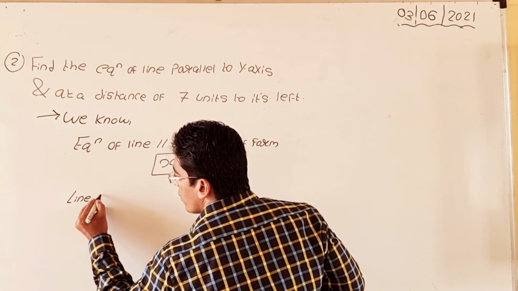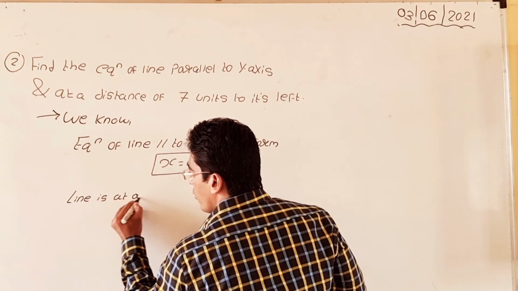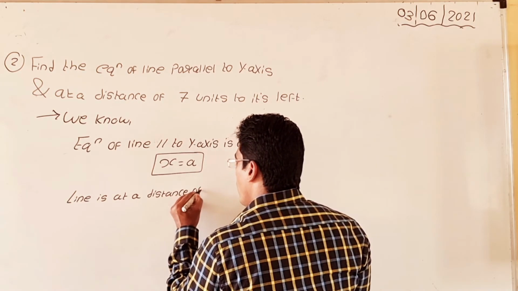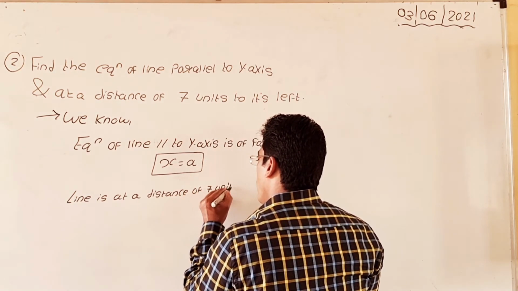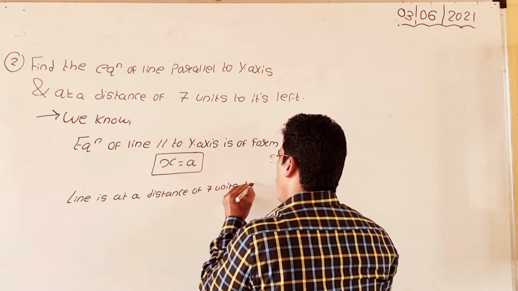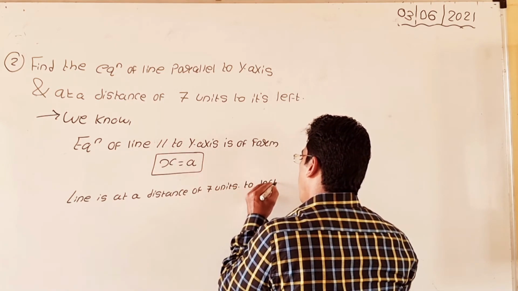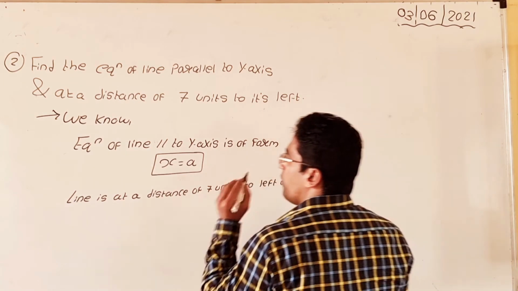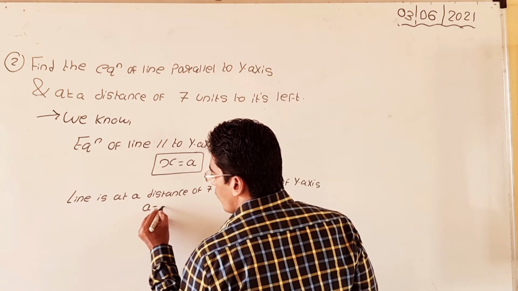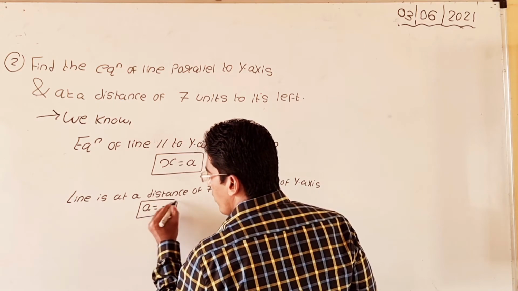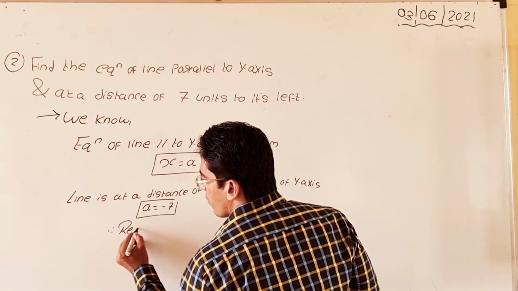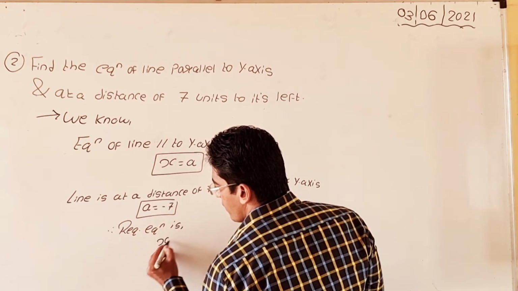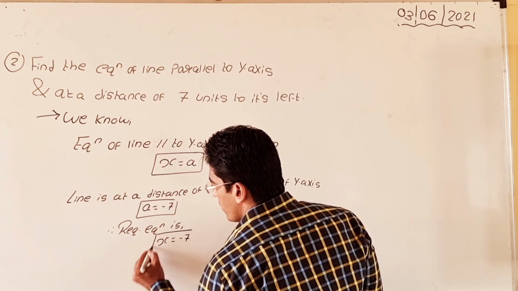The line is at a distance of 7 units to the left of the y-axis. Since it is to the left, we will take it as minus. A is equal to minus 7. Therefore, the required equation is x is equal to minus 7.